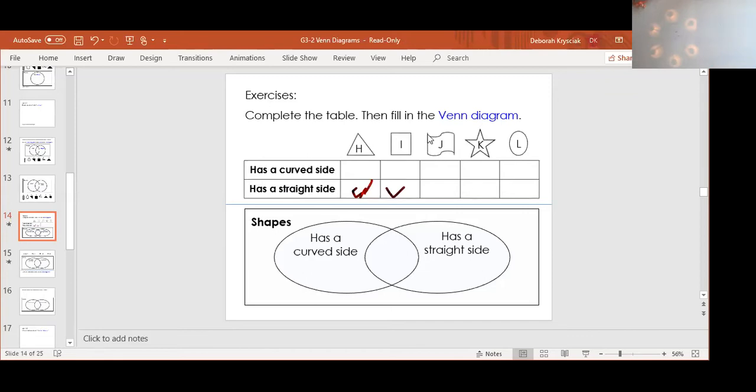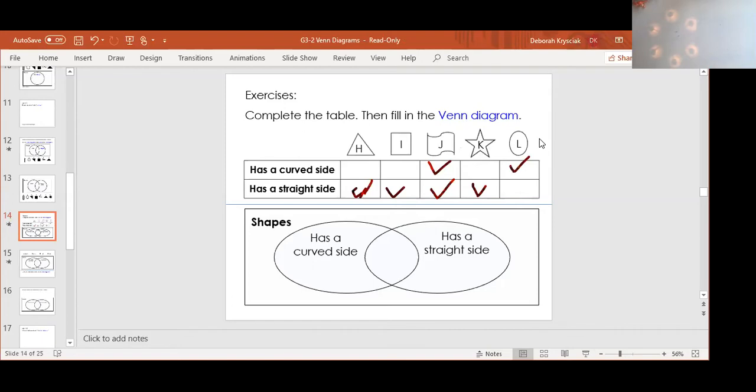Oh, this one has a curved side. Yes, it does. Yes, I'm going to move that there. Curved side. And does it have a straight side? Yes. So that has both things. This is a cute little star. Does it have any curves? Nope, but it has straight sides. And then here we have an oval shape. It has a curved side, but no straight sides.